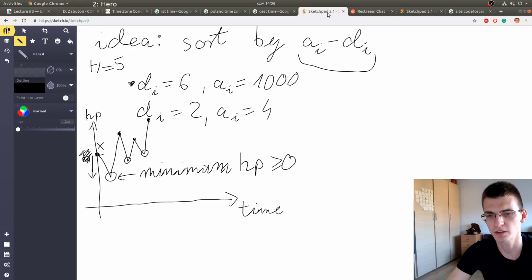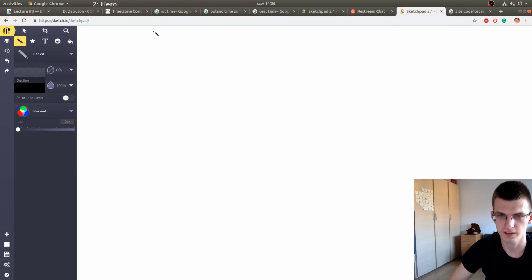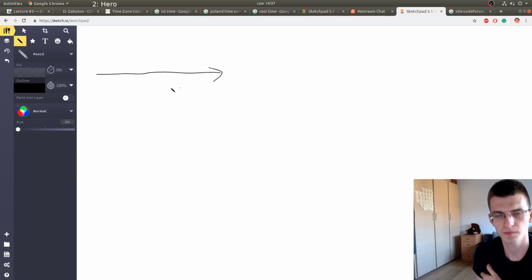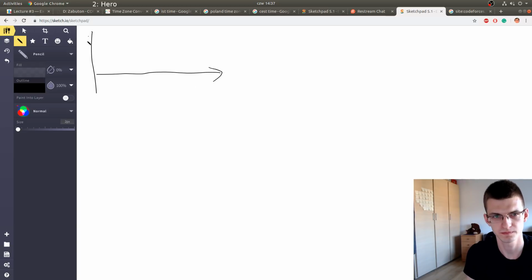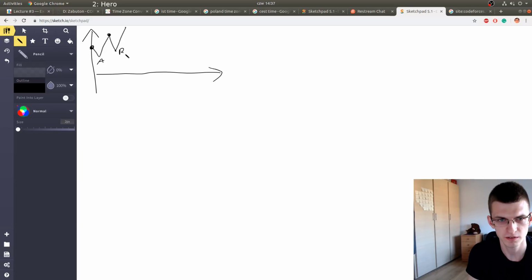Okay. So the question is, what is a better way to order two monsters? So let's say we are at some point, and we wonder whether it's better to put them in this way, or let's say this is monster A and this is monster B. So B deals damage to us and then restores some health back. And whether this is better or maybe BA is better.